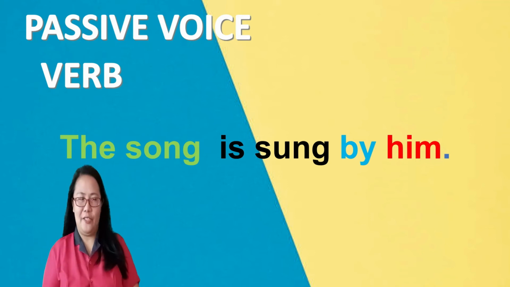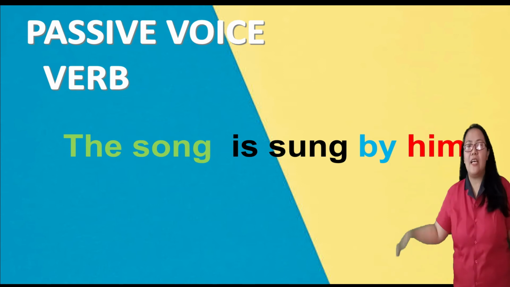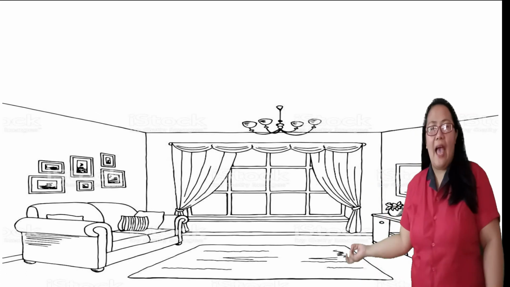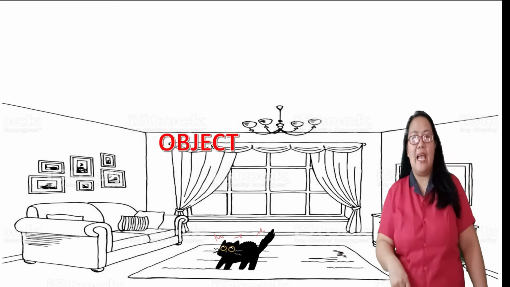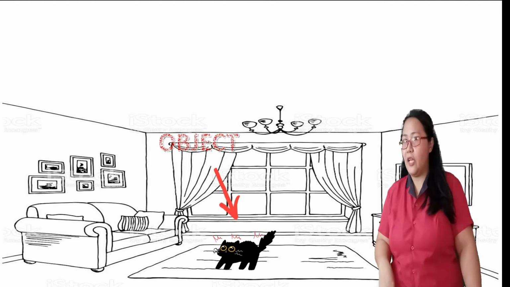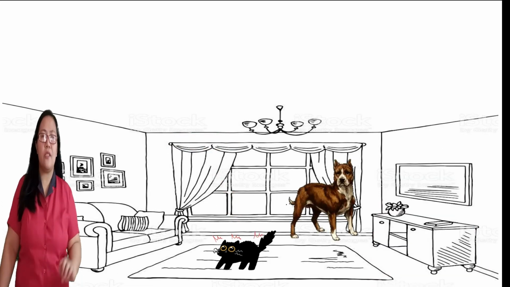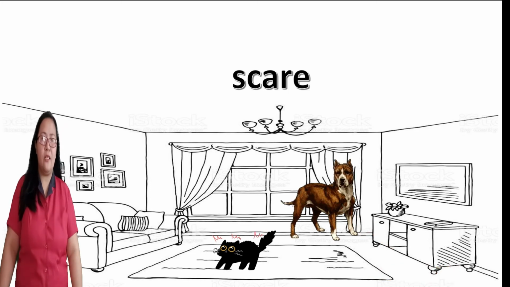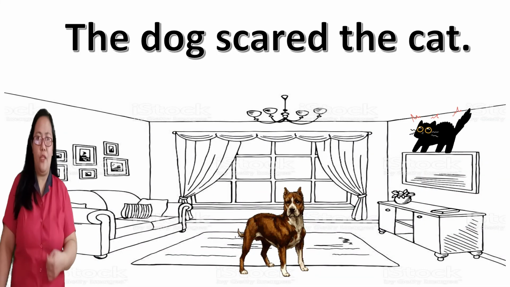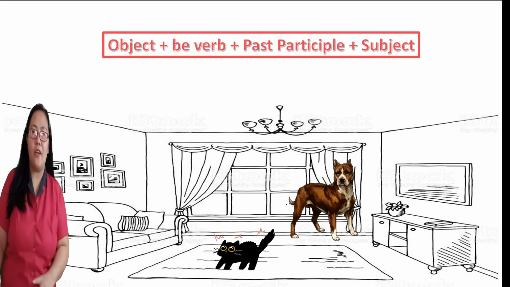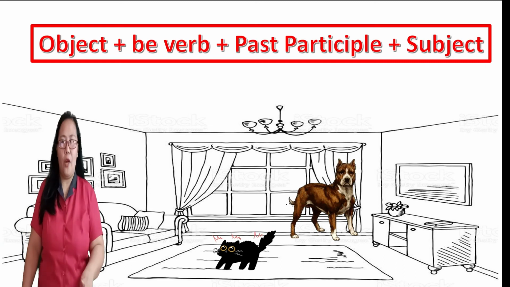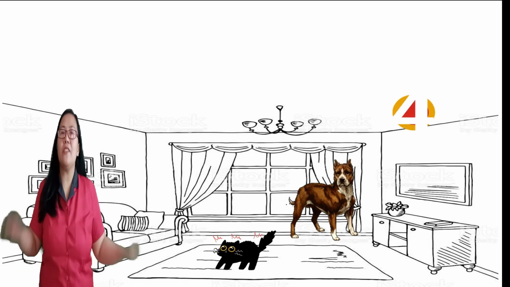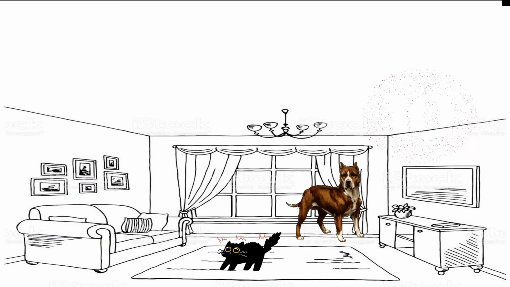Okay? Good. Now let's have an example. Use the cat as our object and the dog as our subject, and use the verb scare to construct a statement using passive voice. Remember the sentence pattern: object plus be verb plus past participle plus subject. Are you ready? I'll give you 10 seconds. Timer starts now.